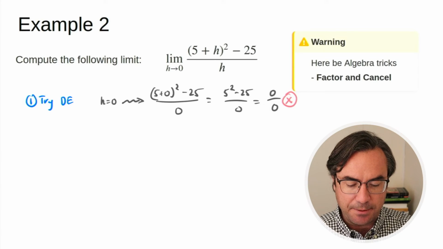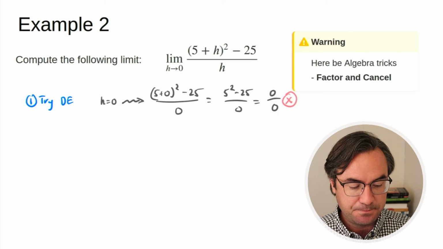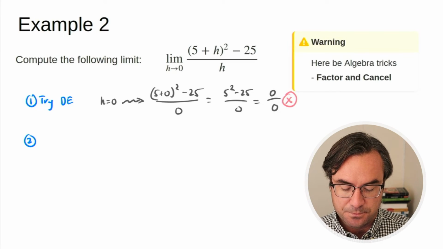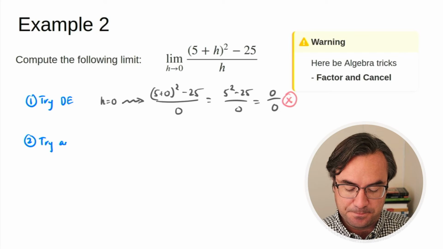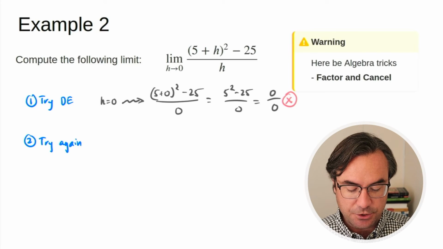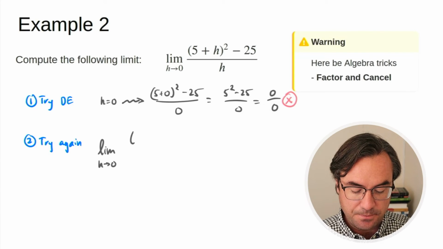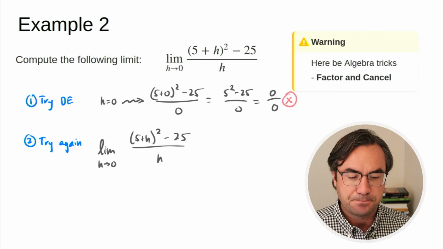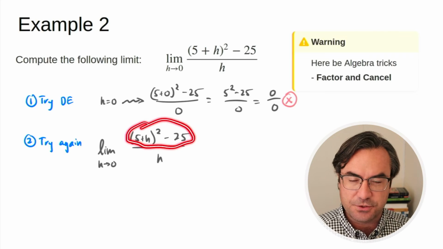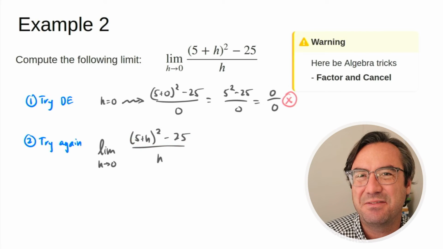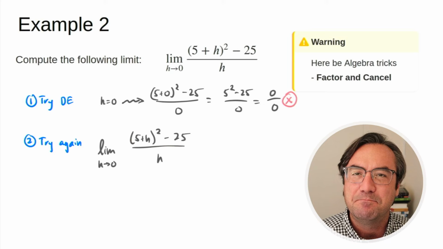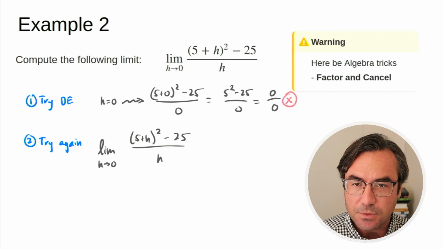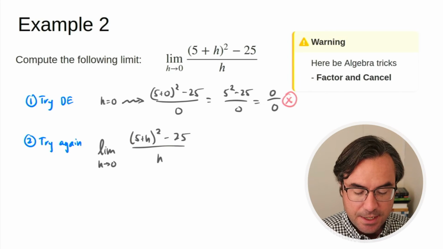All right, so what are we going to do again? Well, we're going to start fresh. So we try it again. And this is where algebra comes in. So let me just write out the limit. h is going to 0, ((5 plus h) squared minus 25) all over h. And we could factor this right away, but it might not be obvious how to factor that. Maybe it is.